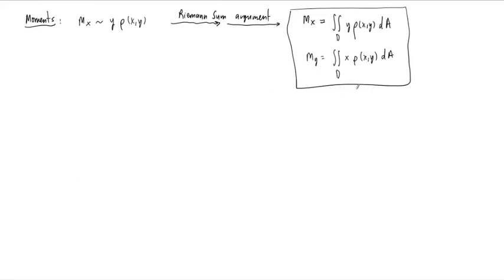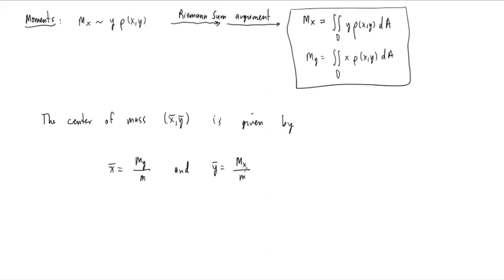And so now we want to use these to write down the center of mass. So once we know this, then the center of mass, remember we called this point x bar comma y bar, is given by the following formula: x bar is equal to the moment with respect to y divided by m, and y bar is given by the moment with respect to x divided by m. Okay, and all three of these things, M_x, M_y, and little m, are all given by integrals. And so we can write down one final integral formula here.